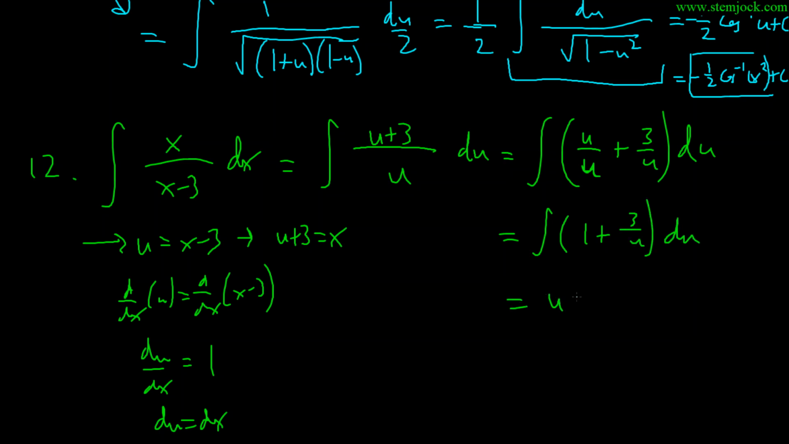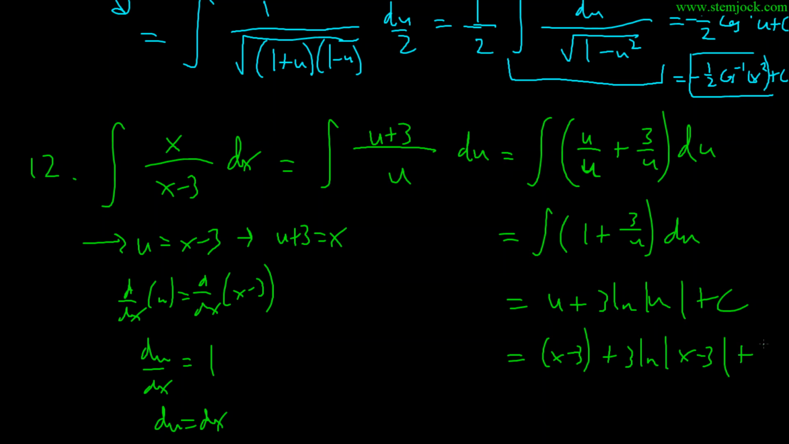So this is u plus 3 ln u plus c. Now that the integration is done, I change back to the original variable. So this is equal to x minus 3 plus 3 ln absolute value x minus 3 plus c. And this here is going to be my final answer.